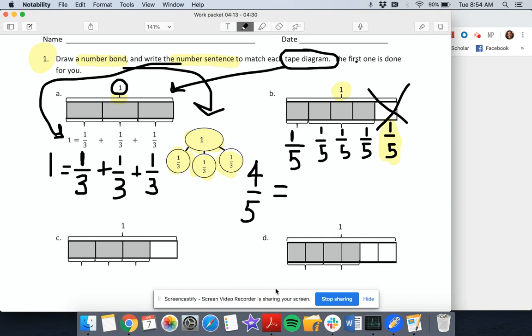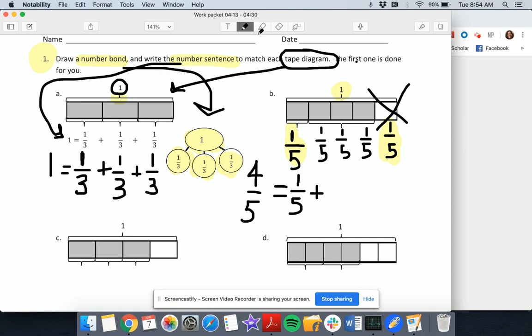How did I get that? I simply just added all of these fractions together. My denominator stays the same, and I add every block. 1, 2, 3, 4. 4/5 is equal to 1/5, which I got over here, plus, we could say plus 1/5 plus 1/5 plus 1/5.